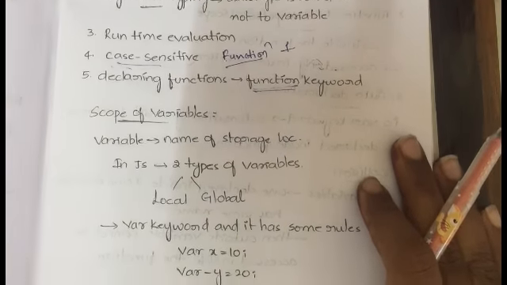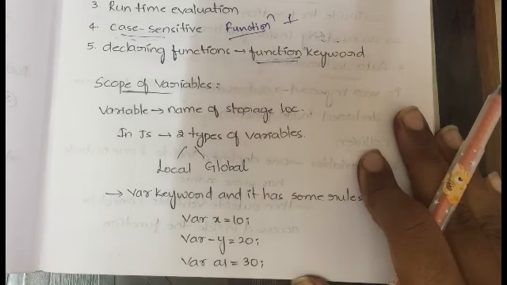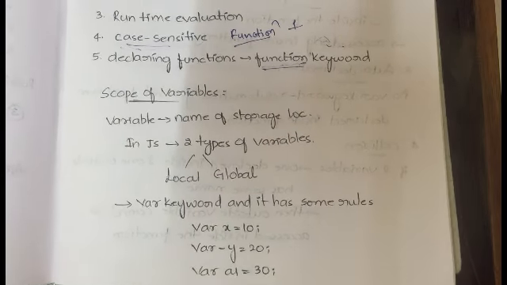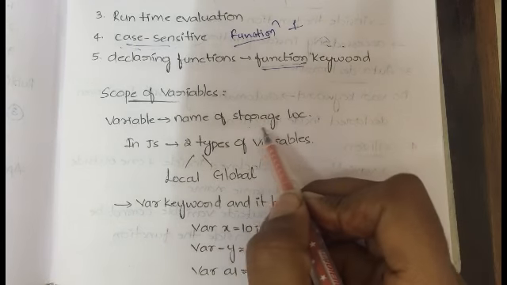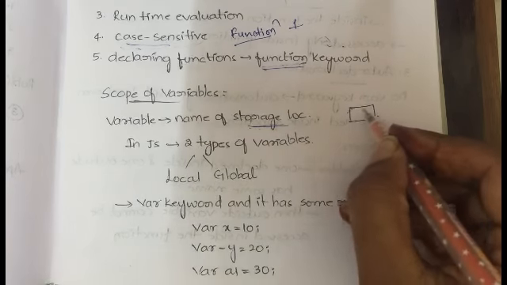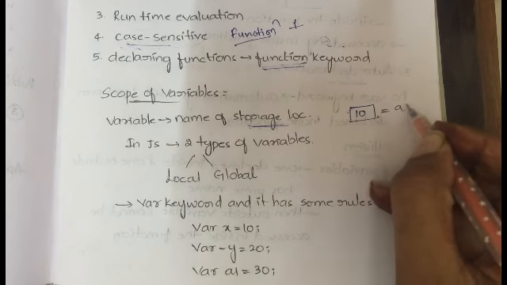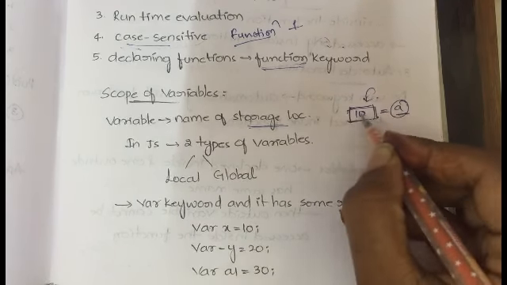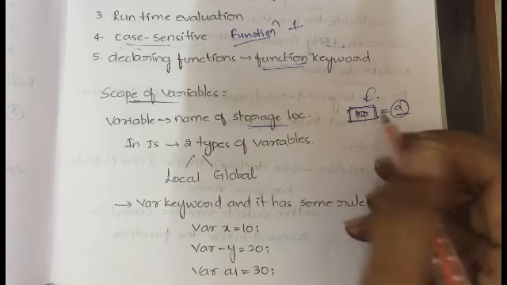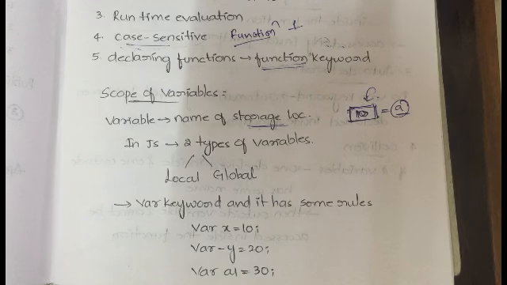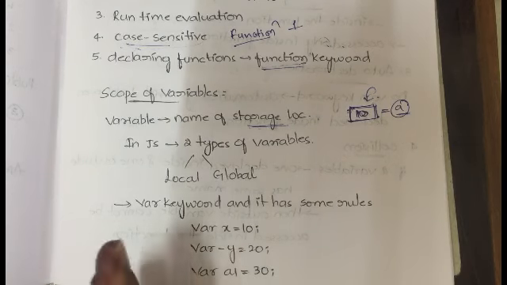Before learning about the scope of variables, we know what a variable is, right? In any programming language, we know what a variable is. A variable is a name of a storage location. You are storing something in this location, you are storing 10 and you assign it as A. So this A is the name of this storage location. A is the name of this 10. This 10 is stored in this location, right?